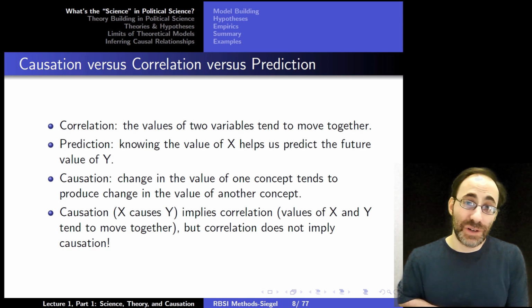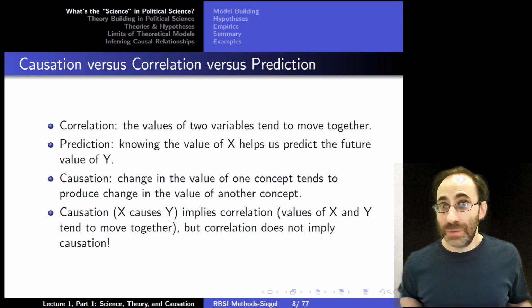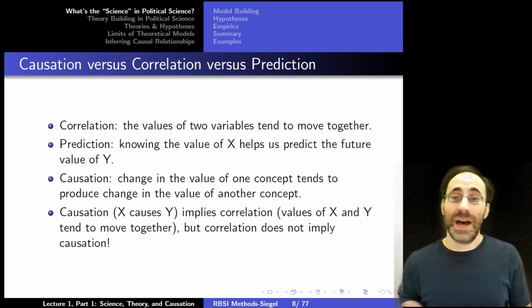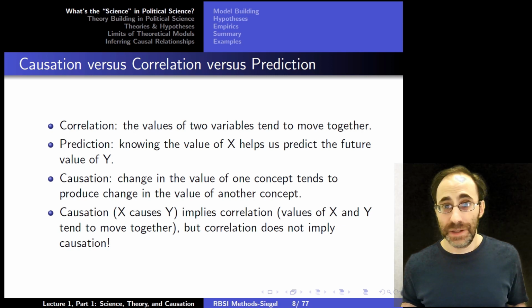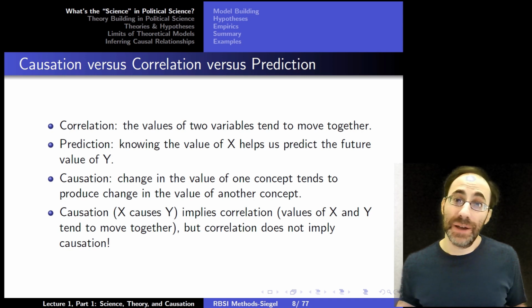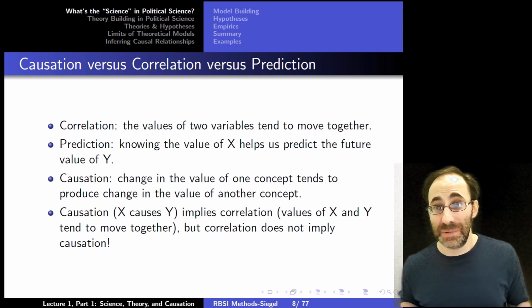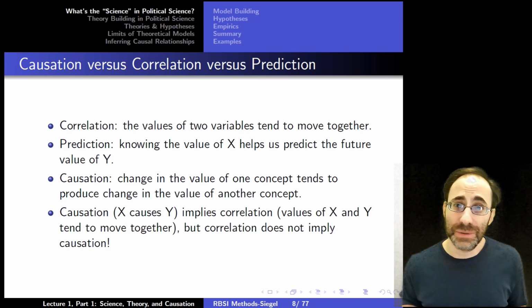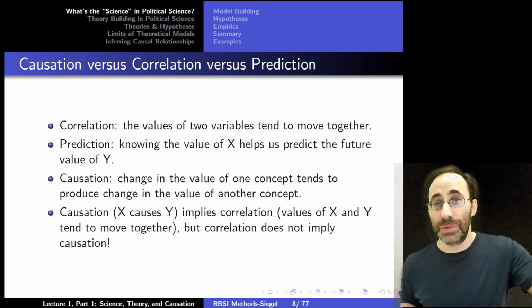But the same is not true in reverse. Just because X and Y are correlated does not mean that X caused Y. Just because I see X move with Y doesn't mean that X caused it. Something else might have caused it, maybe a third thing caused both X and Y. And we'll get into that particular example of spurious causation pretty soon. Okay. Those are 3 of the bullet points here.